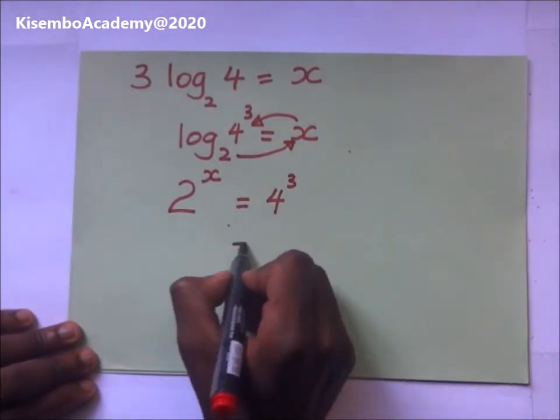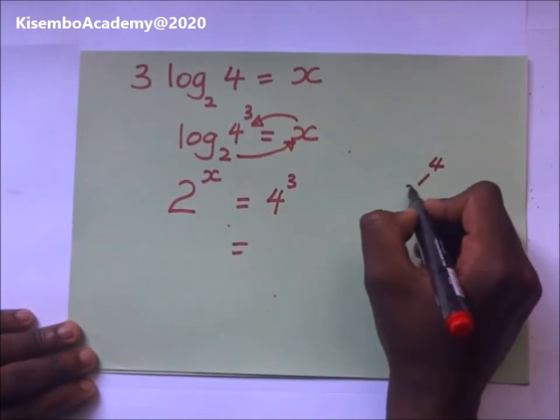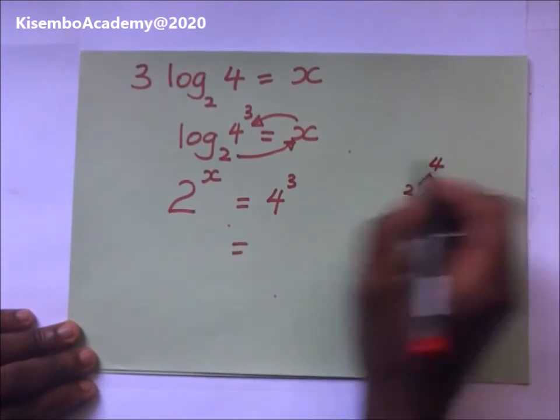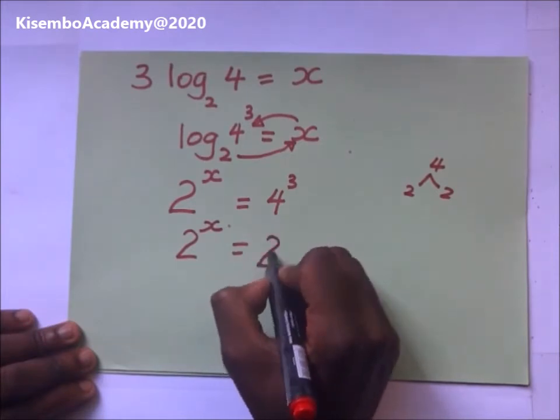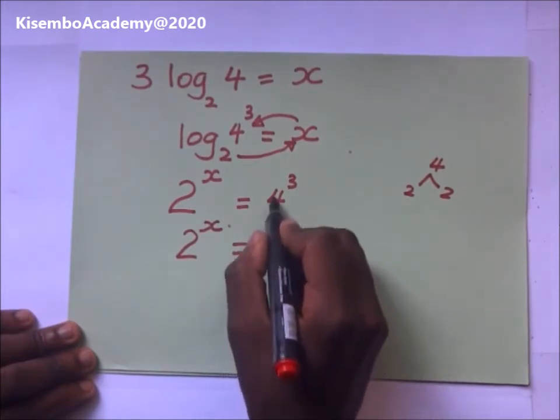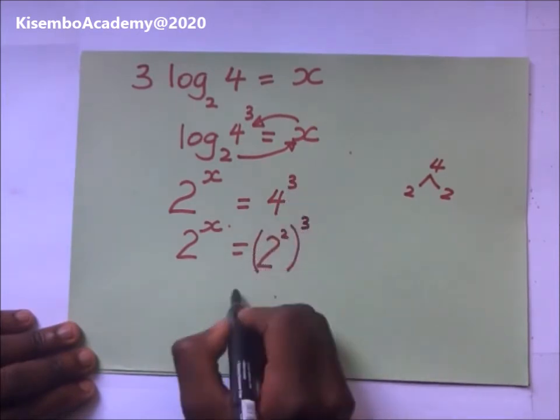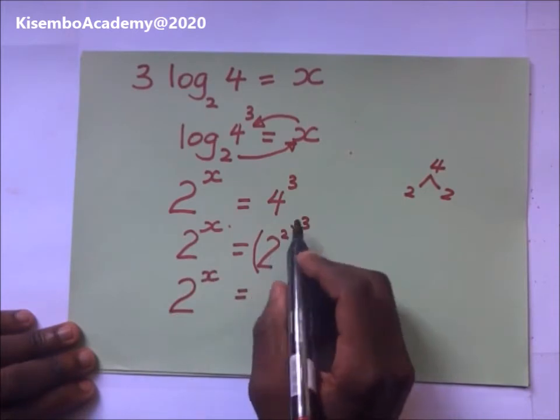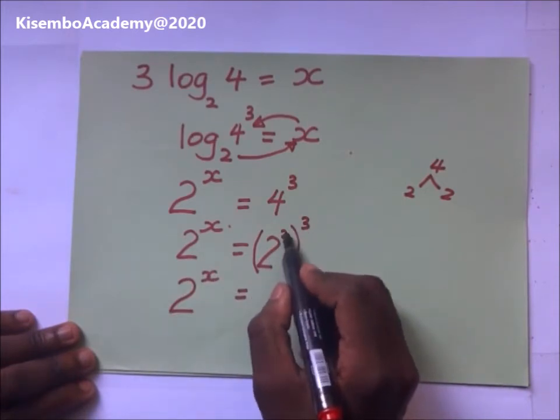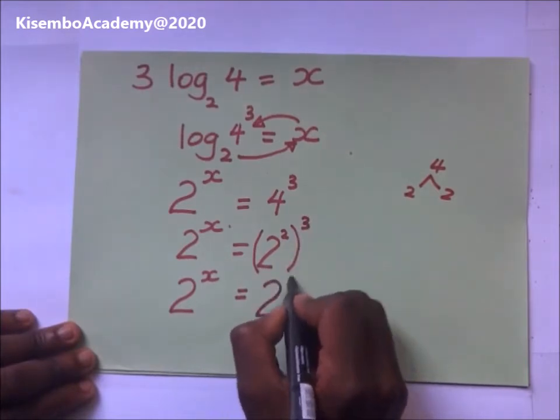If you look at this, 4 is the same as 2 squared, because 2 times 2 is 4. So 2 to the power x is going to be 2 squared to the power 3. This is the same as 2 to the power x being equal to 2 to the power 2 times 3, which is 6. So it's going to be 2 to the power 6.